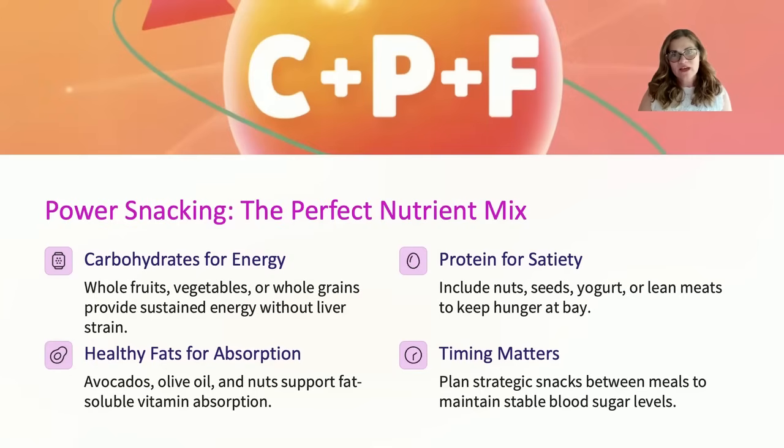Healthy fats like those in avocado, olive oil, and nuts will help your body absorb the fat-soluble vitamins like A, D, E, and K. So when you put them together, all three, it slows down the amount of sugar that's going into the bloodstream and therefore the amount of insulin is reduced. So it is important to strategically plan power snacks between meals to maintain a stable blood sugar level and support healthy metabolism.